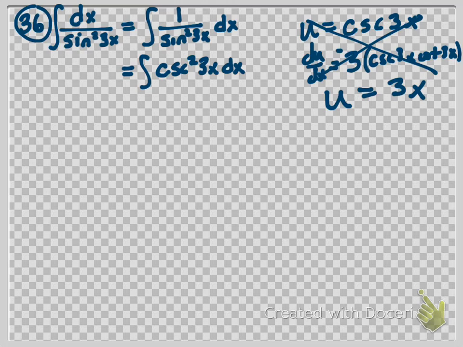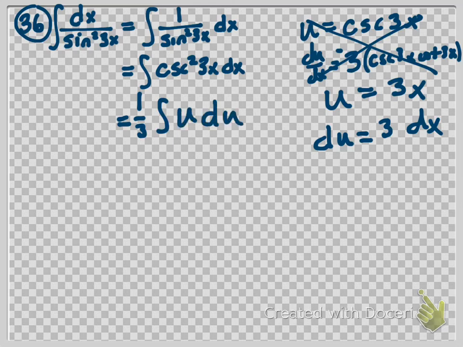So what's my du? 3dx. Why do I like that better? Because that's all there, right? So then this is equal to, what do I put in front? 1/3 the integral of u du. Yes? Yep. So that is equal to 1/3. I have a question. Why don't you just plug in u for 3?